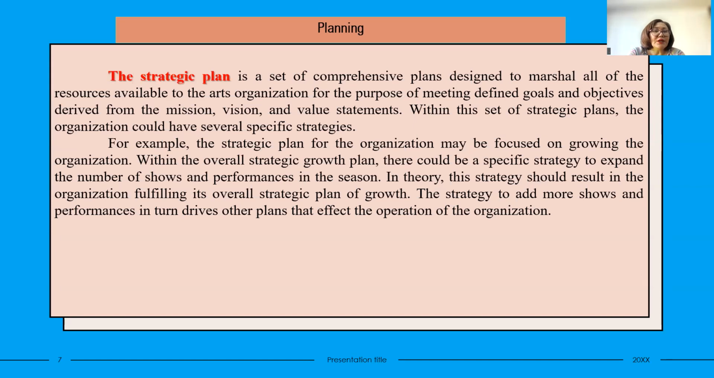A strategic plan is a set of comprehensive plans designed to marshal all of the resources available to the arts organization for the purpose of meeting defined goals and objectives derived from the mission, vision, and value statements. For example, the strategic plan for the organization may be focused on growing the organization. Within the overall strategic growth plan, there could be a specific strategy to expand the number of shows and performances in the season.